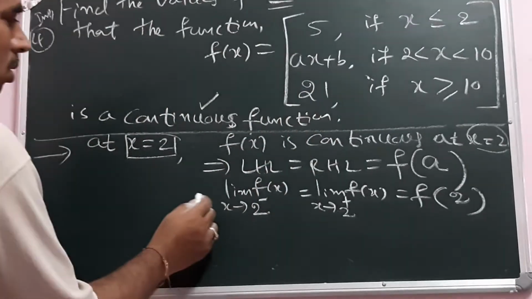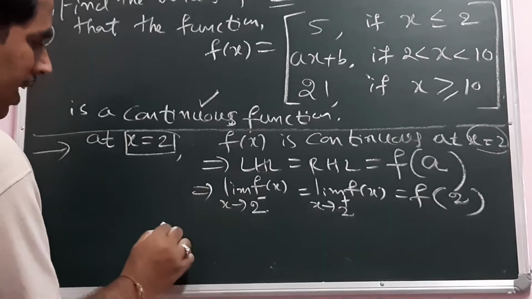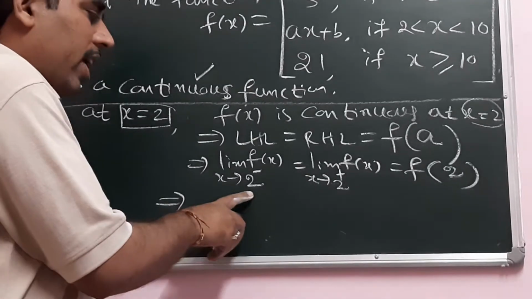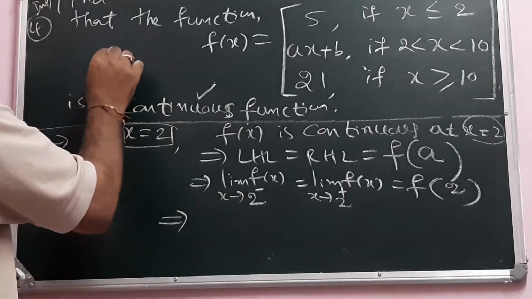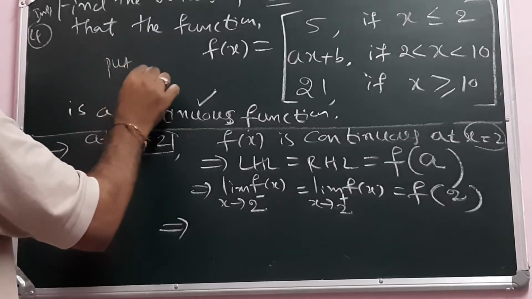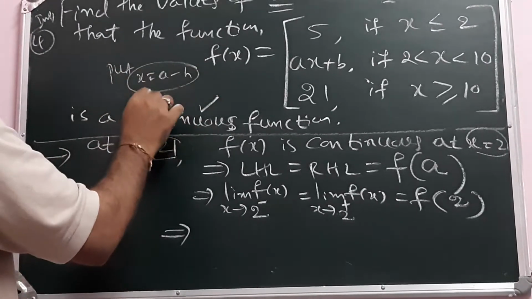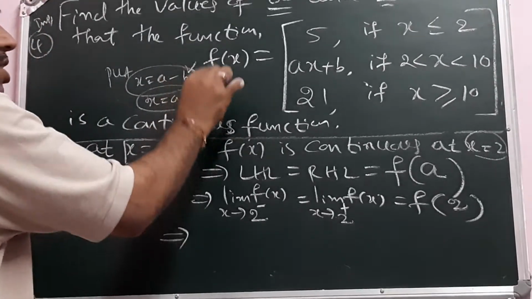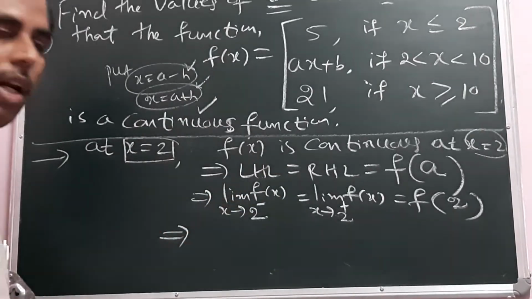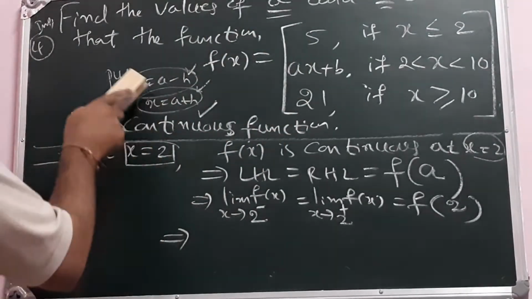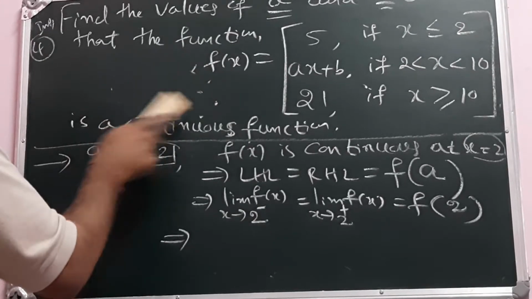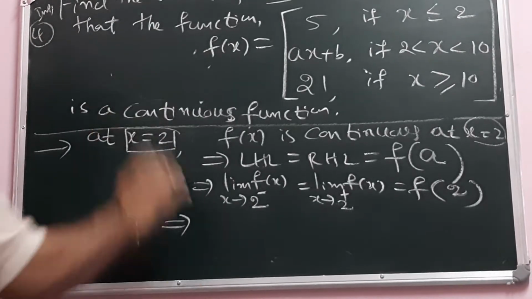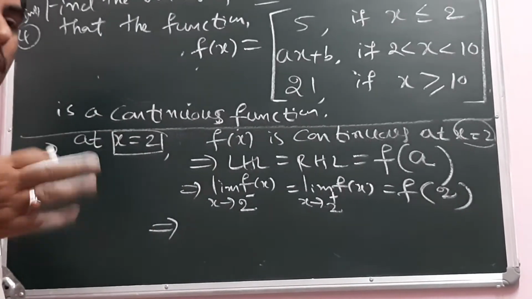So let us calculate one by one. Left hand limit, right hand limit. Whenever you are finding the left hand limit, put x is equal to a minus h, and for the right hand limit put x is equal to a plus h. We can use this method to find the left hand limit and right hand limit. Otherwise you can directly apply the limit. In the first problem we used this method, put x is equal to a plus h and x is equal to a minus h. We can do this also.